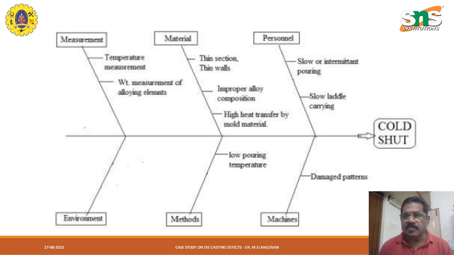There are personnel problems which happen. Slow or intermittent pouring, slow lateral carrying has been pointed out, and then we put it here. Environment could be one of the problems, but right now nobody has contributed any point towards the environment. Methods could be like low pouring temperature, and then the machines, the damage patterns are always there.